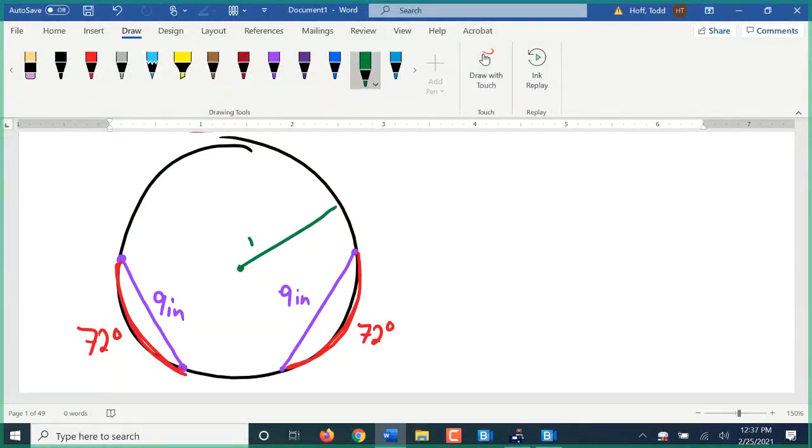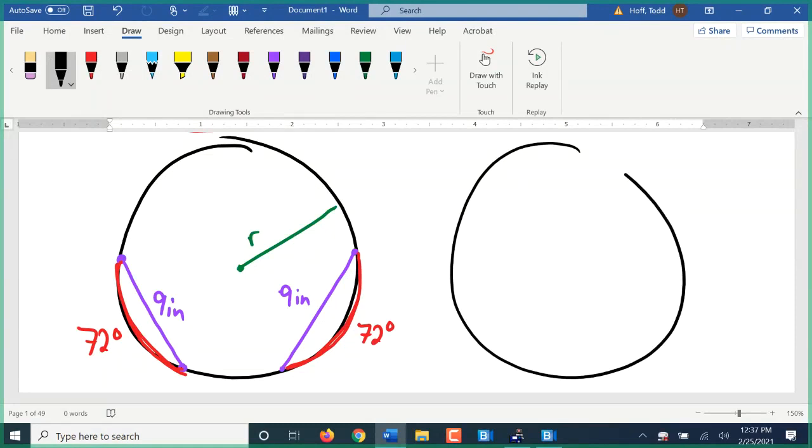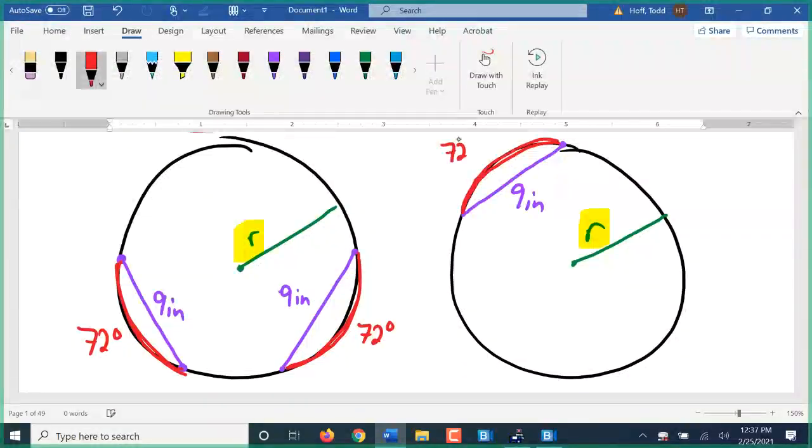Now, if I know that that circle has a radius of r, I have another circle that I don't know what the radius is, but I know it's the same radius as this circle. They both have a radius of r. In this circle, if I have a chord that's 9 inches long, that's still a 72-degree arc.